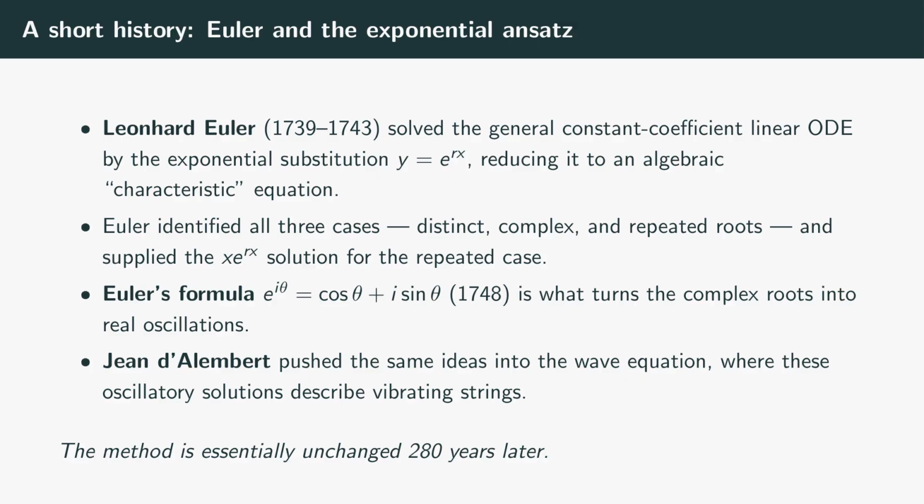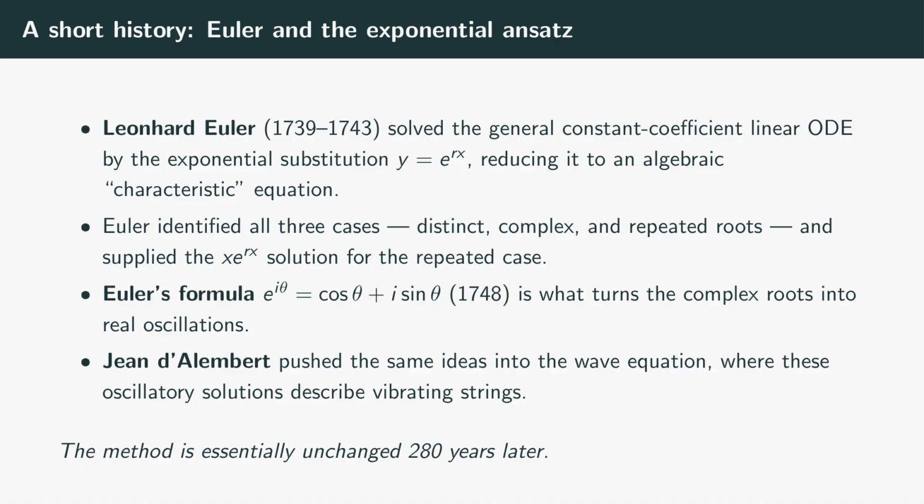A little history. The whole exponential guess method is due to Leonhard Euler, who around 1739 to 1743 showed that any linear constant coefficient differential equation could be solved by substituting e to the rx and reducing the problem to an algebraic equation in r. Euler worked out all three cases we have seen: distinct real roots, complex roots, and repeated roots, and it was Euler who supplied the x times e to the rx solution for the repeated case.